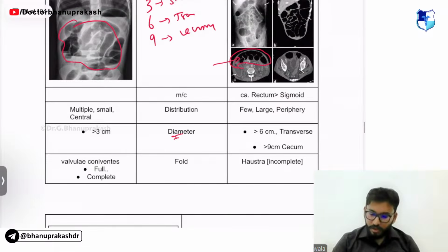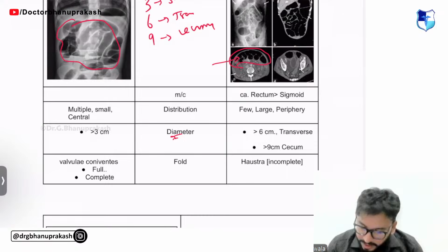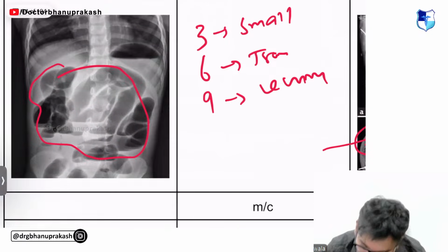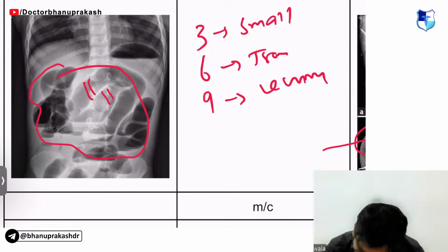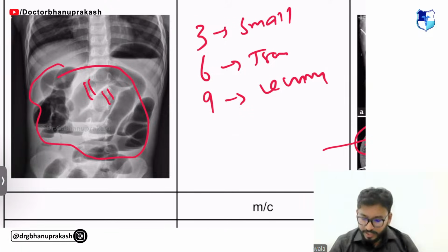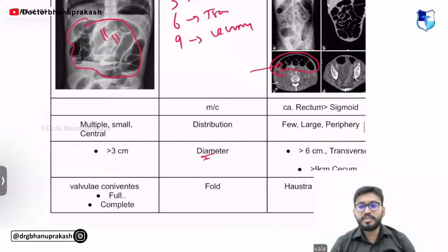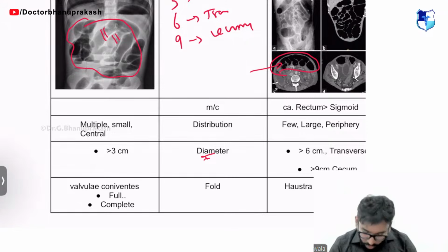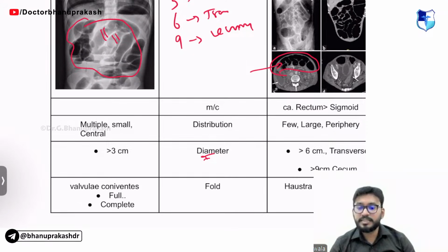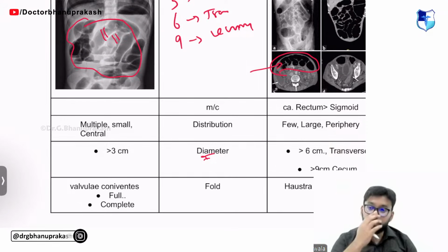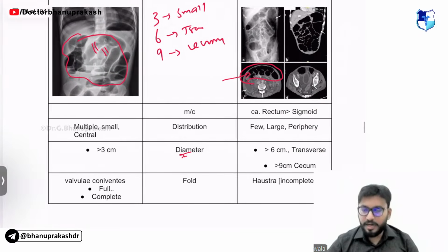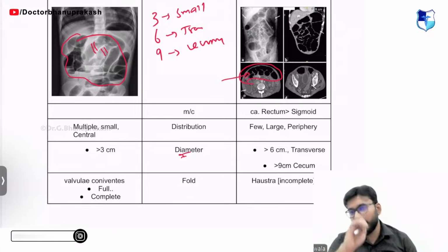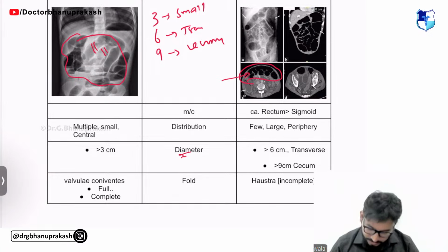Folds. What folds do you see? If you zoom in, you can see complete folds here. If you look carefully, once you get the PDF, you will be able to appreciate it. This is known as valvulae conniventes, usually seen in small bowel obstruction. In large bowel obstruction, you will see incomplete haustra, like we saw in barium enema. Remember barium enema, large bowel, incomplete haustrations.